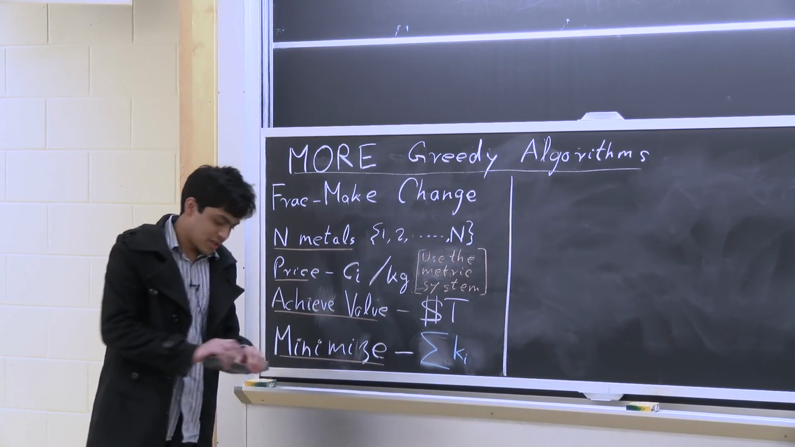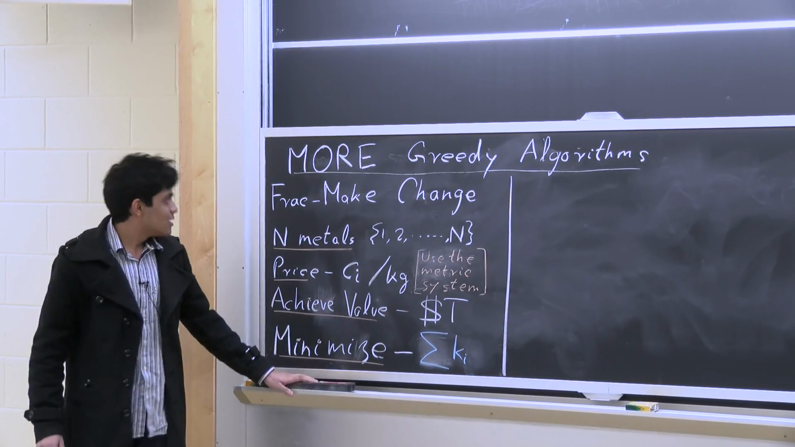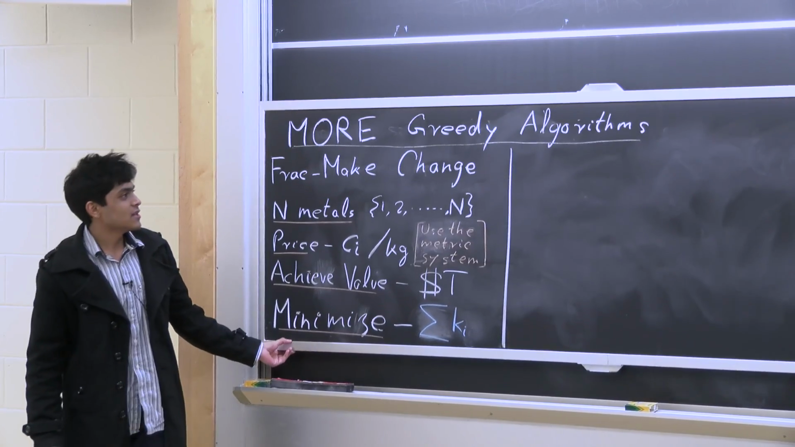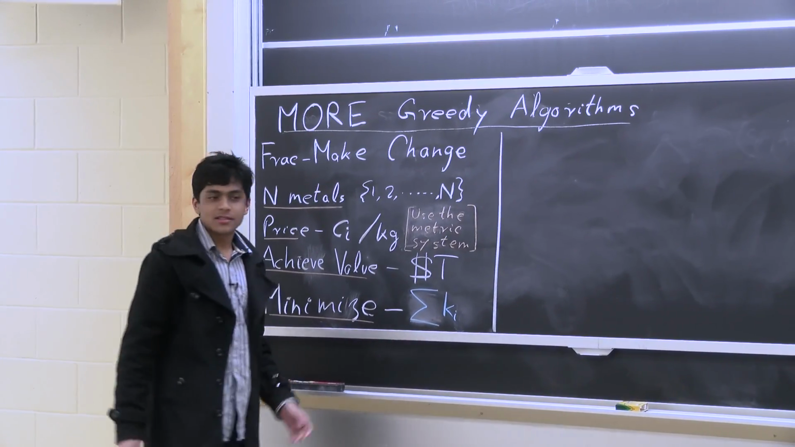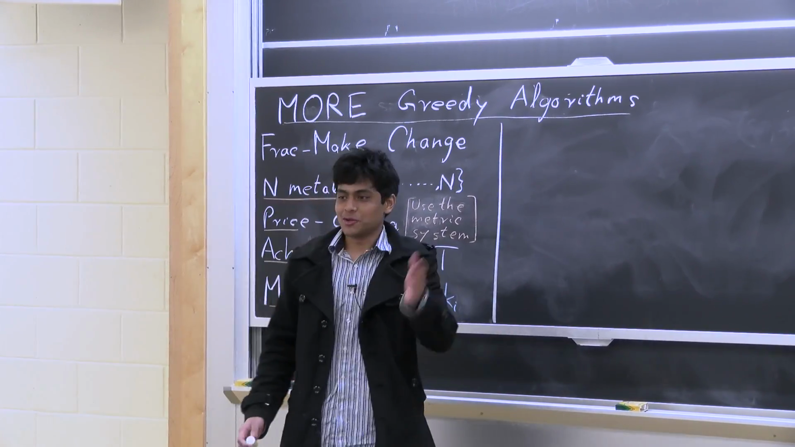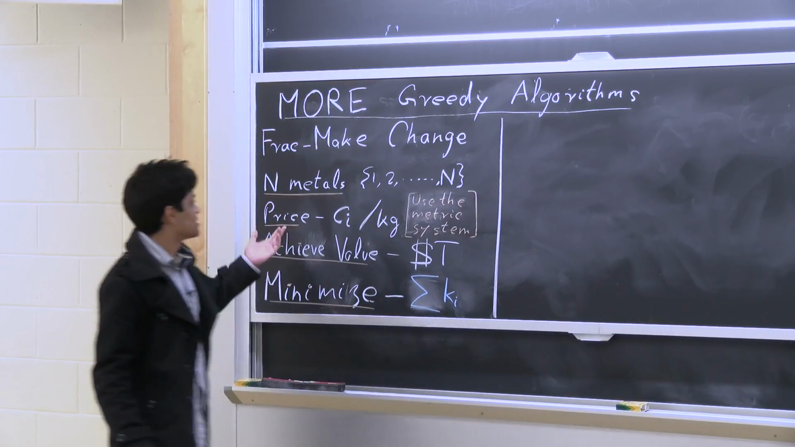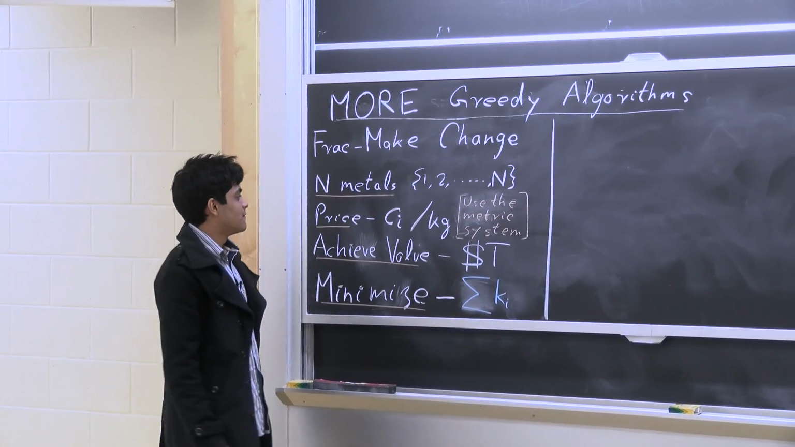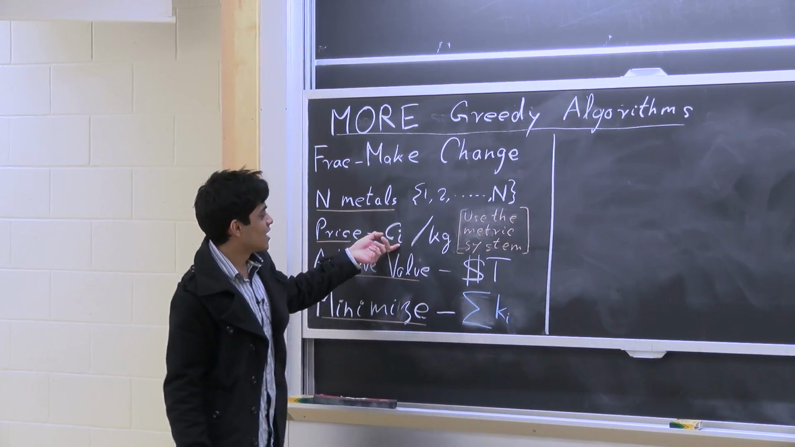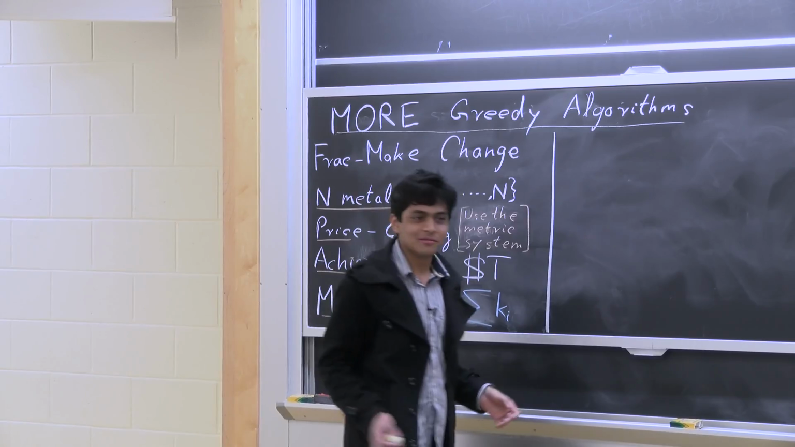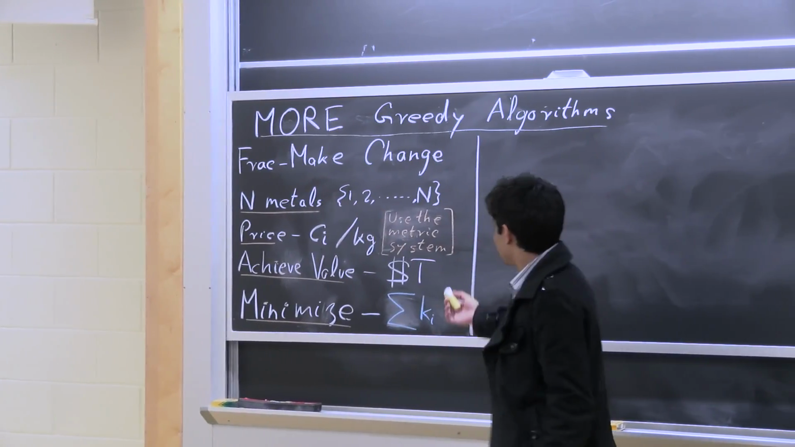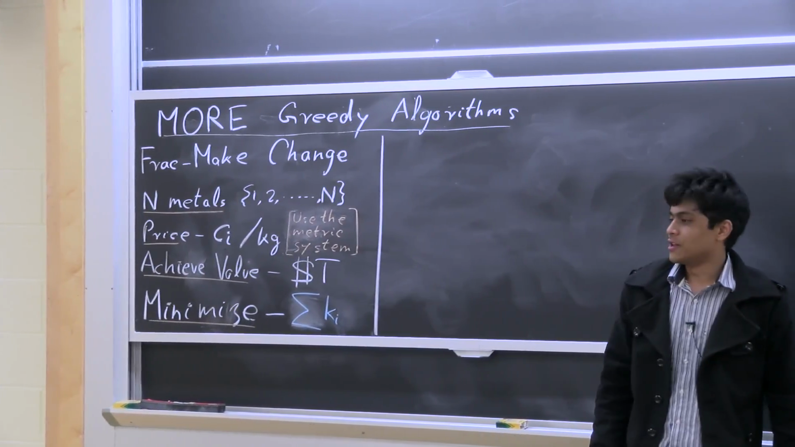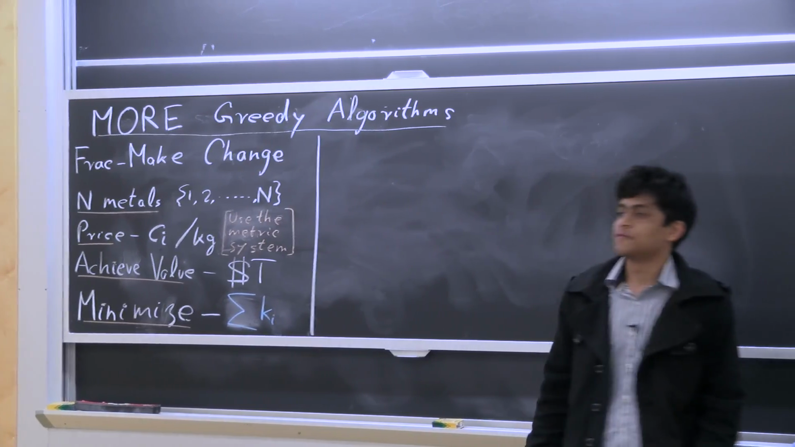So going back to make change from last recitation, this is a variant on that. Instead of discrete coins, we now have continuous coins. The analogy here is, let's say you have n metals, and each of the metals has some value given by Ci dollars per kilogram, or whatever units you prefer. And you want to achieve some value T, you want to give someone T dollars worth of metal.